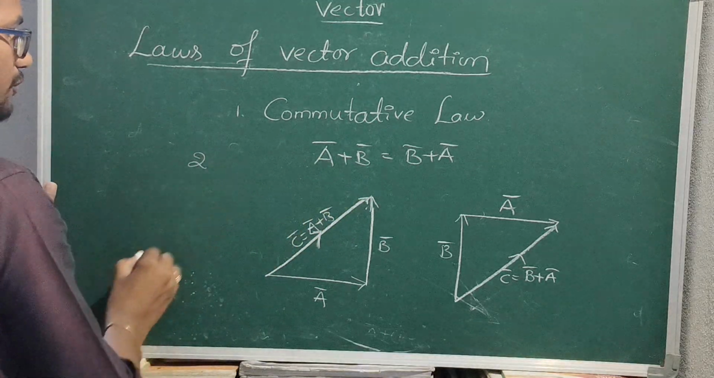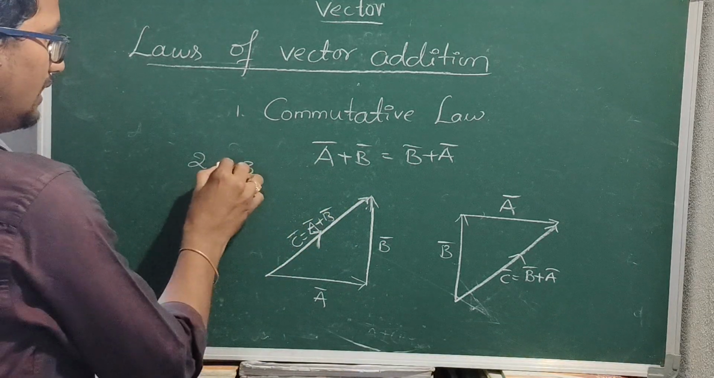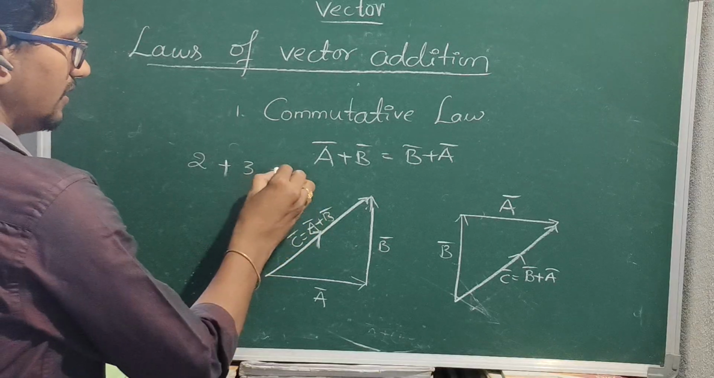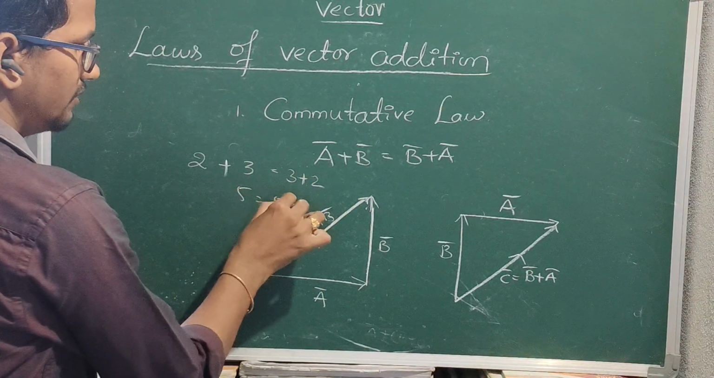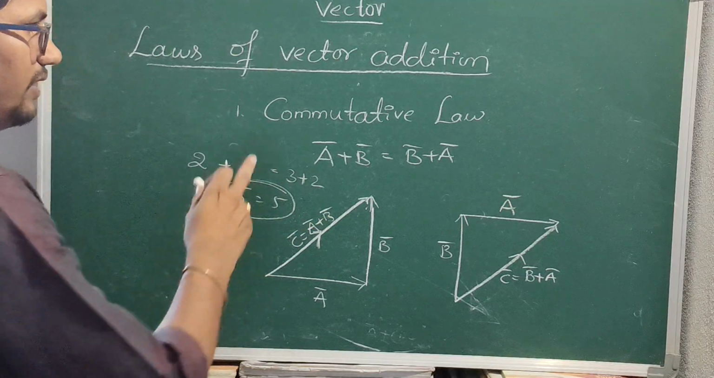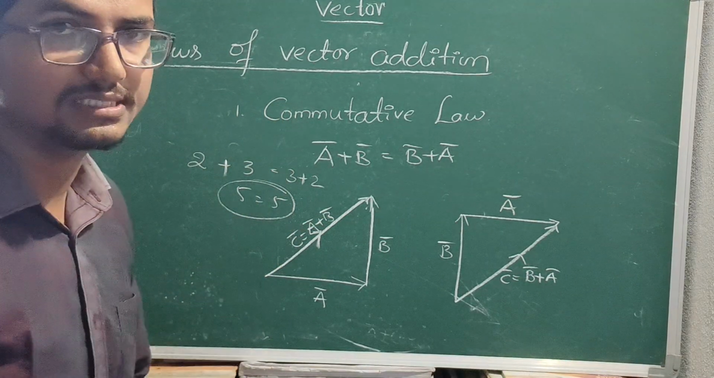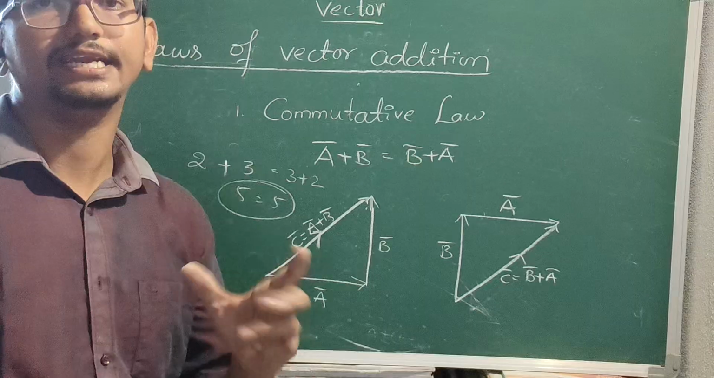Next, a bar plus b bar. For example, a value is 2 and b value is 3. a plus b is equal to 2 plus 3, and b plus a is 3 plus 2, meaning 5 is equal to 5. The magnitude is also the same. That's why the commutative law obeys the laws of vector addition.